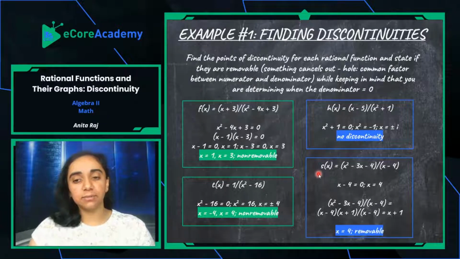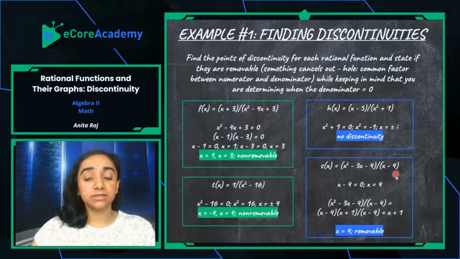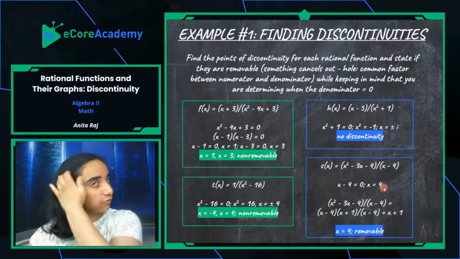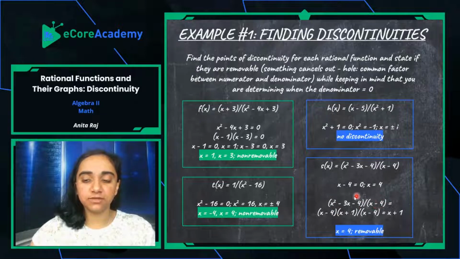Here's our last example. S of x is equal to x squared minus 3x minus 4 divided by x minus 4. So the first thing we want to do is set the denominator equal to 0, so x minus 4 equals 0, and then we add 4 to both sides, and we get x equals 4. The thing I want you to notice that we did next was factor the numerator, because it's a quadratic trinomial, and we want to see if there's a common factor between x minus 4 and the numerator. So we take x squared minus 3x minus 4 and factor that using guess and check, and we get x minus 4 times x plus 1.